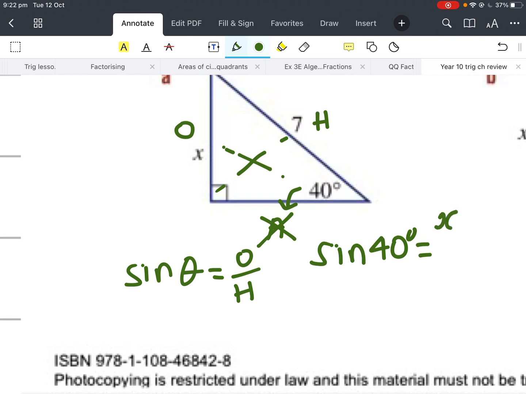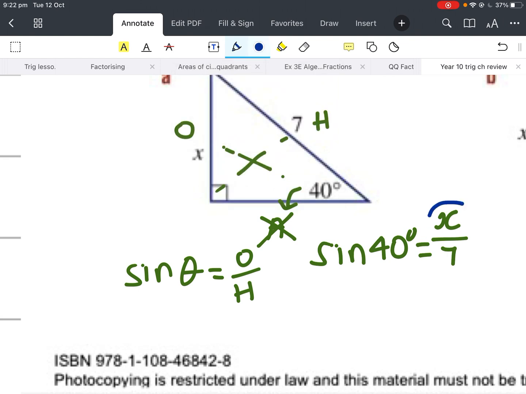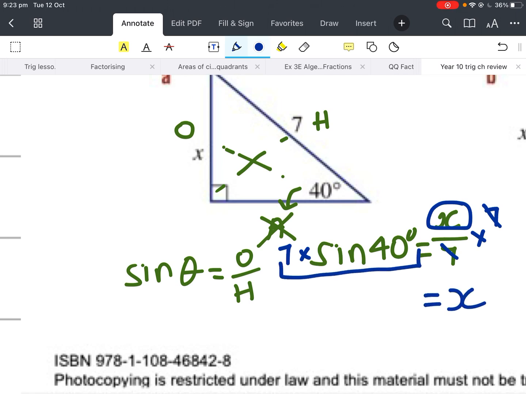The O on top is the X. The H goes on the bottom, that's a 7. All right. So my working out, remember, I need to get the X on its own. So that's divided by 7. What's the opposite of dividing by 7? Timesing by 7. So what that does is it cancels this out and gets the X on its own, which is what we want. And then you just do all of that on your calculator.